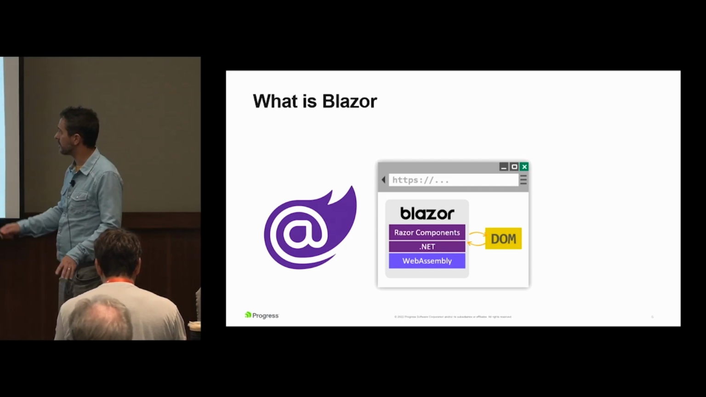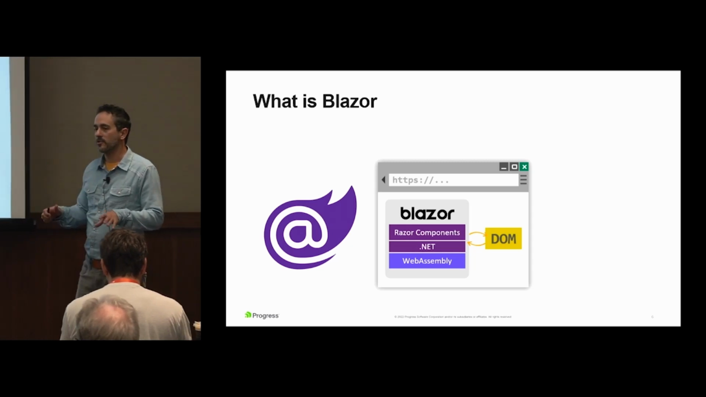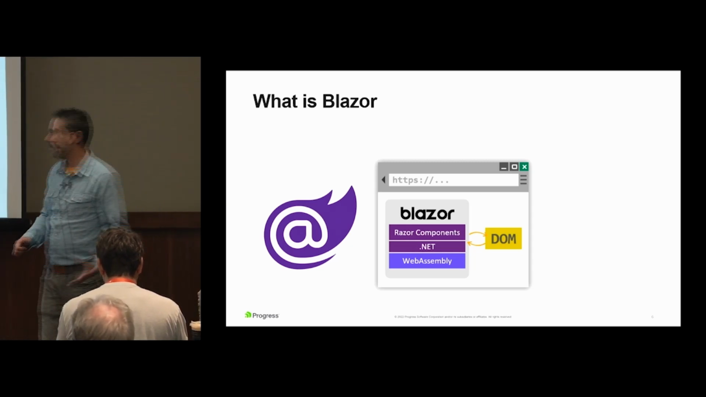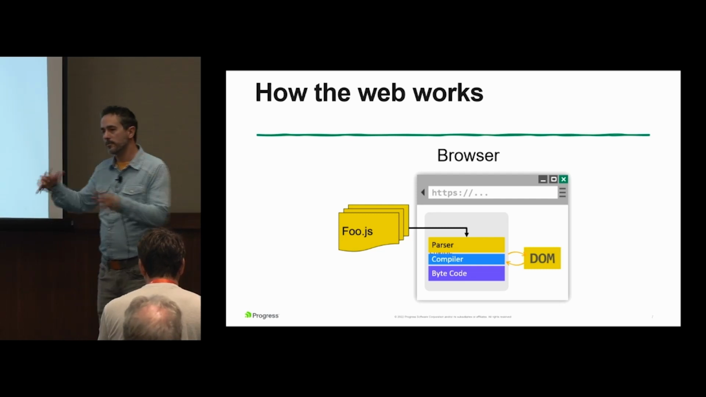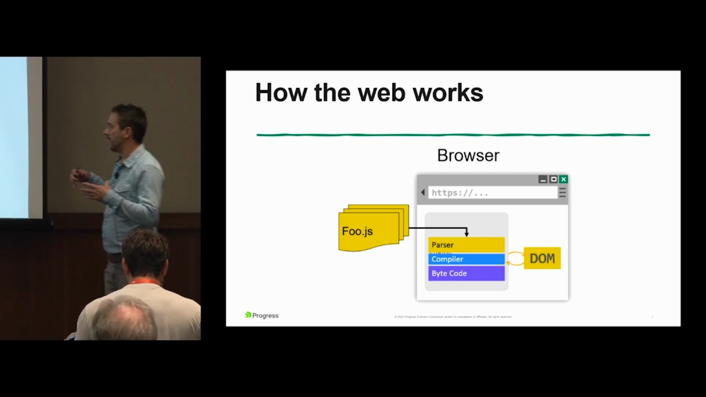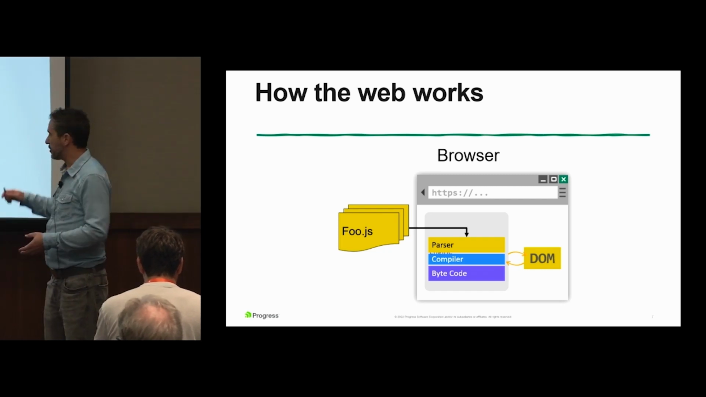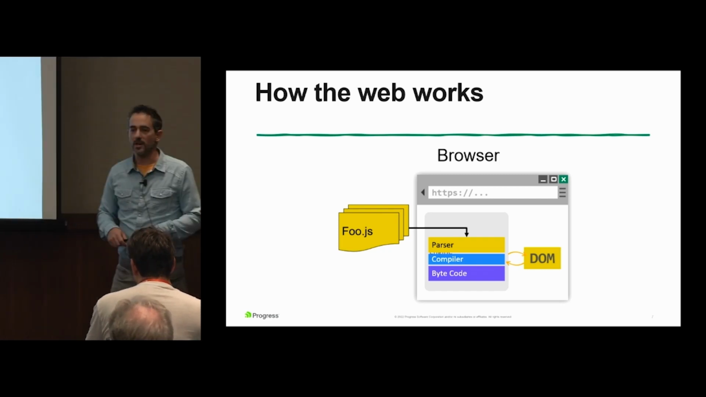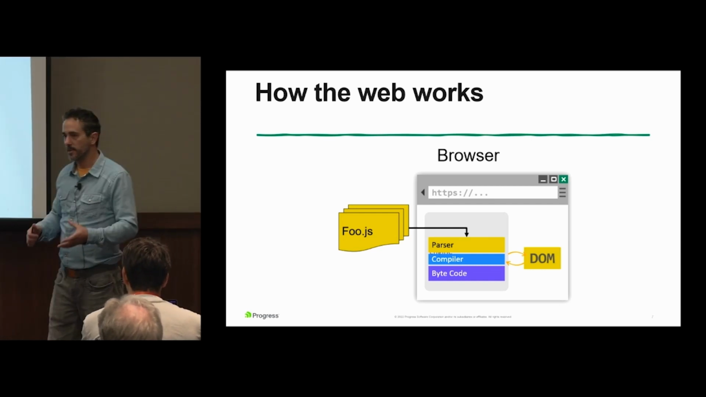So Blazor is a web technology that runs in the browser, and it uses .NET technology to do that. If we look at how the web generally works, we have JavaScript that comes in to the browser. The browser parses and compiles that JavaScript, turns that into bytecode, and then it interacts with the browser APIs.